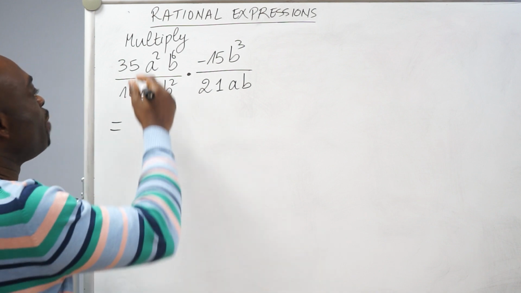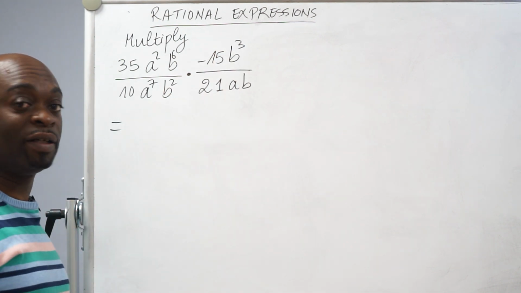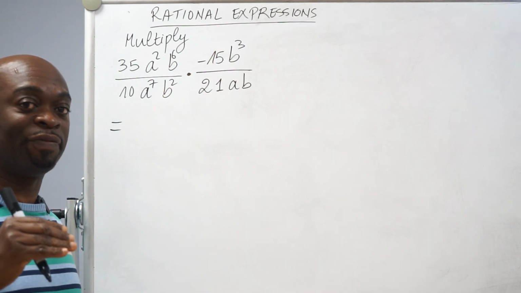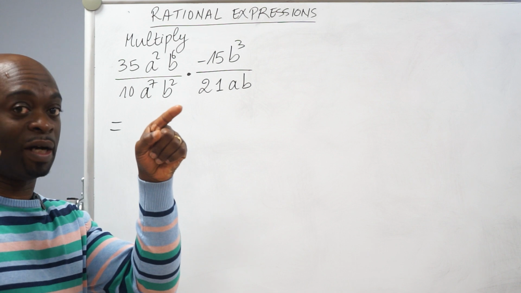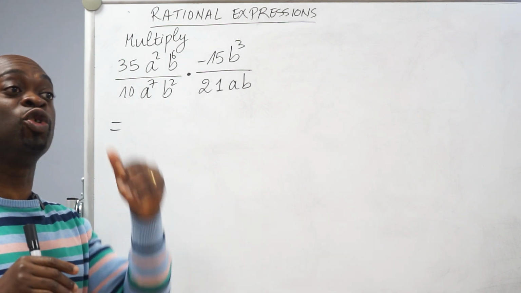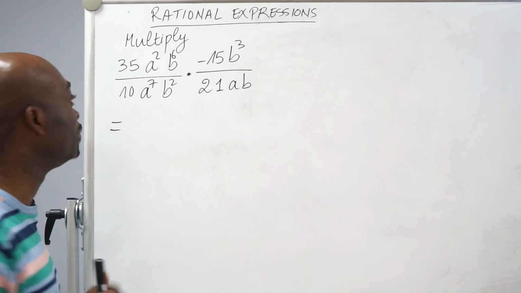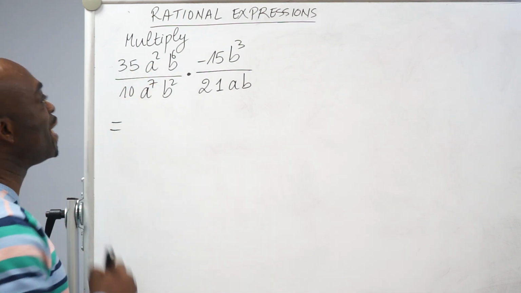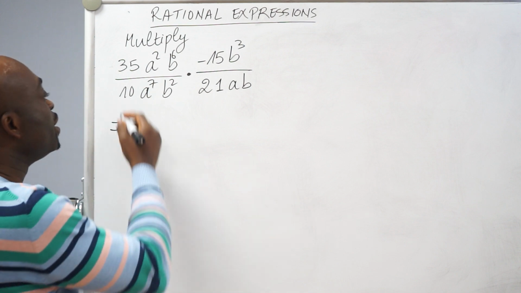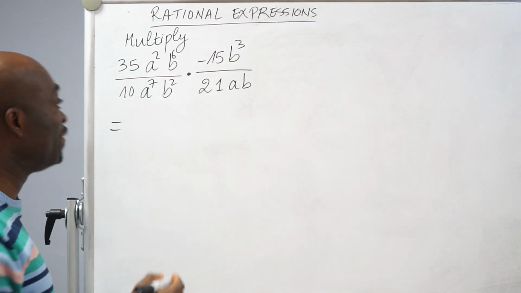So let's go at it. What can we do with the numbers? We go with the numbers first. How can we simplify it? It's always top and bottom simplifying. You cannot simplify top and top or bottom and bottom. You can only do top and bottom, top and bottom. Okay? So 35 and 10. Can we simplify? Yes, because 5 can go into 10 twice and 5 can go into 35 7 times.